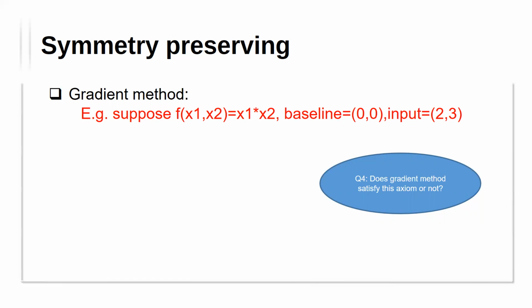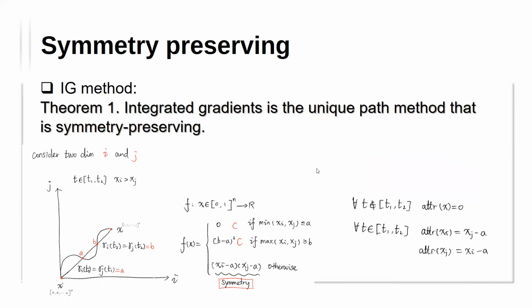Hello. Yeah, I think the gradient method does not satisfy this axiom because the partial derivatives with respect to x1 and x2 are different, but actually x1 and x2 are symmetric. Excellent. Okay.